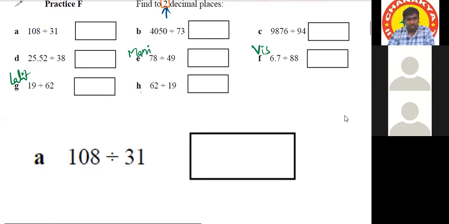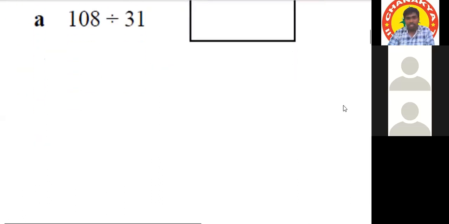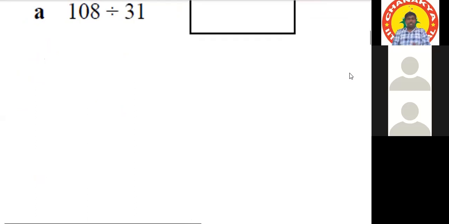Okay, I will do the remaining questions because we should not waste time. I think this will be the last class. If possible, I will take one more class to revise all the things in Vedic maths.